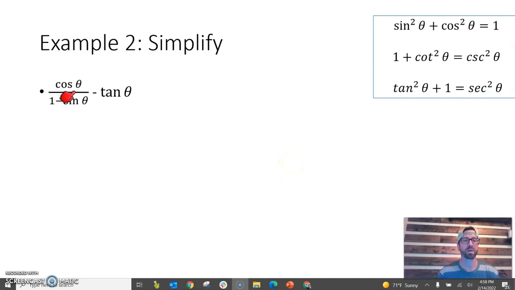So right here we have cosine theta over 1 minus sine theta, minus tan theta. Now, the tough part about this one is you're looking at it and you go, there's nothing squared. How are we supposed to use our Pythagorean identities? But let's do some algebra and see where we get.